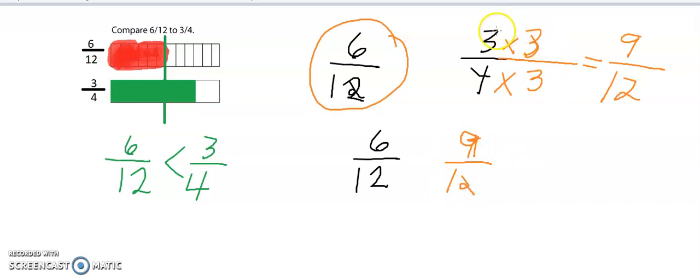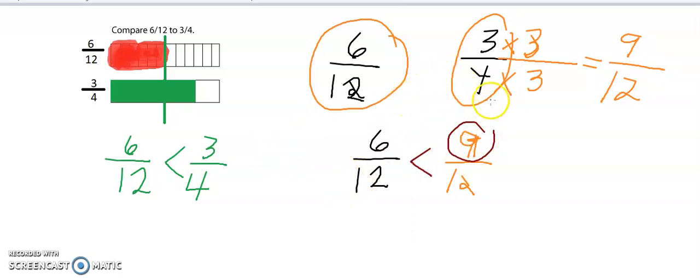And remember, our 9 twelfths still equals our 3 fourths. So we're looking at this, same denominator, 12 and 12, 6 and 9. Now which one is the greater number? The alligator always wants to be the bigger one. What's bigger, 6 or 9? In this case, it is the 9. So 6 twelfths is less than 9 twelfths.